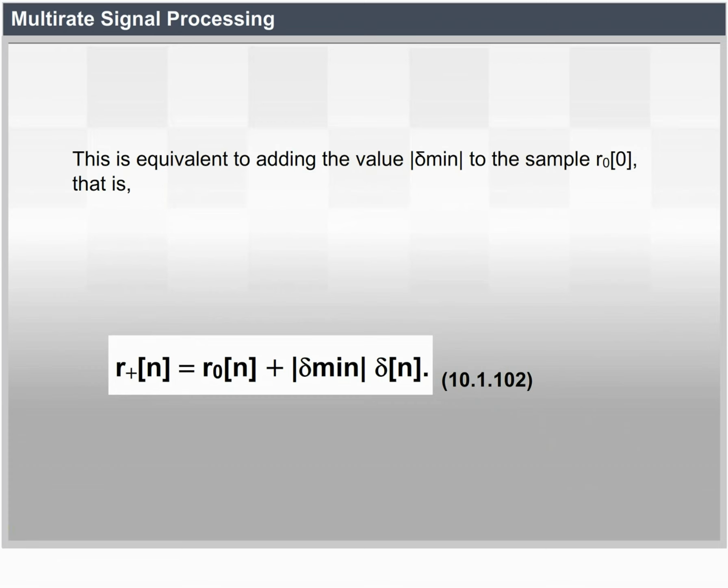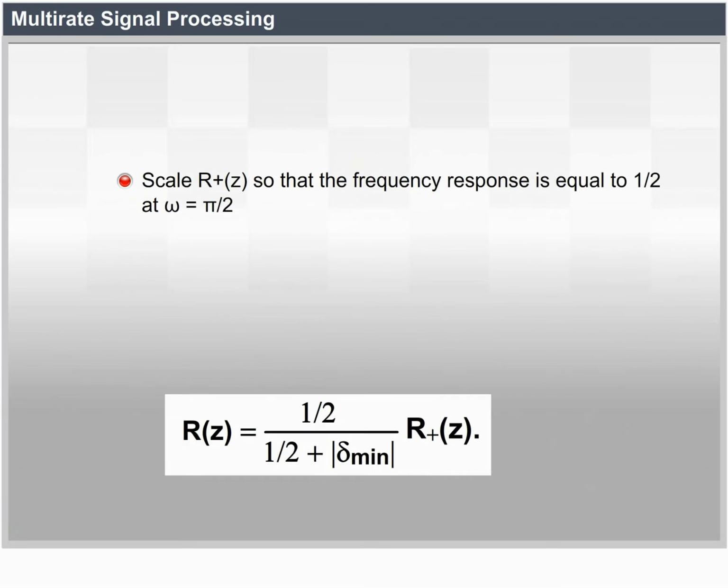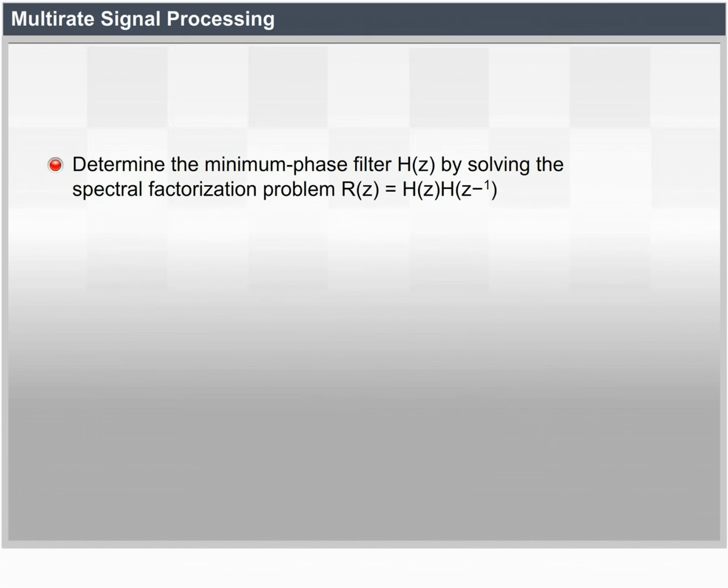Number 3. Scale r plus of z so that the frequency response is equal to 1 by 2 at ω equal to π by 2. R of z equal to 1 by 2 divided by 1 by 2 plus modulus of delta minimum, times r plus of z, called equation 10.1.103. Number 4. Determine the minimum phase filter h of z by solving the spectral factorization problem r of z equal to h of z times h of z^(-1). Number 5. Specify the remaining filters of the bank.